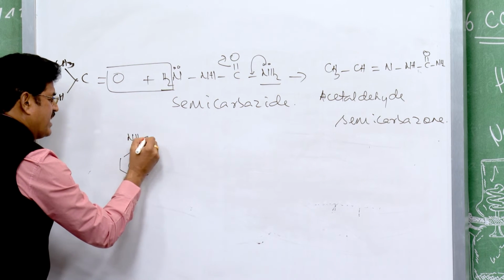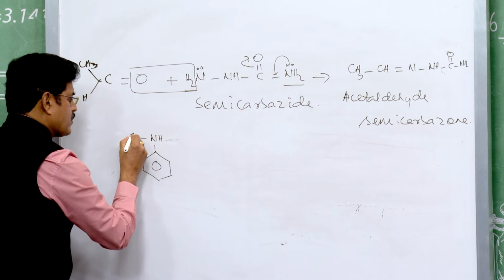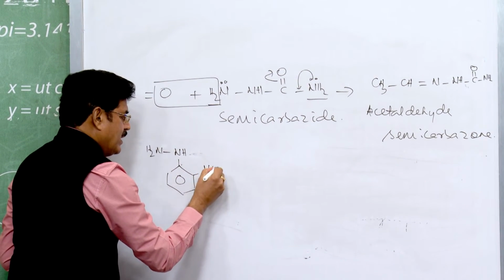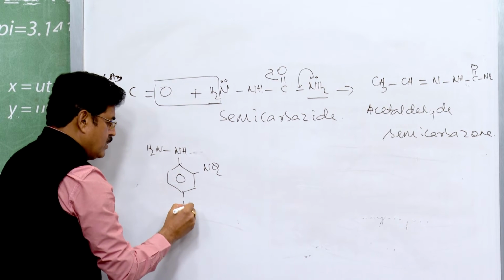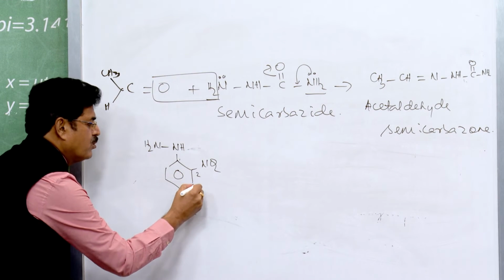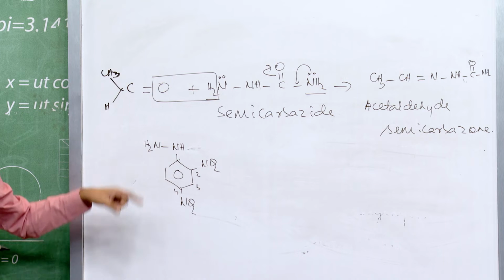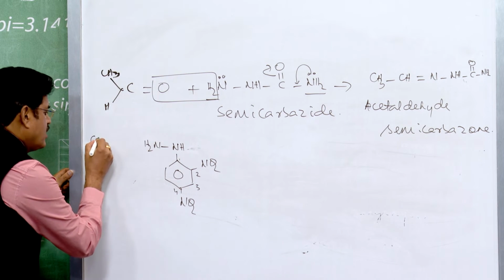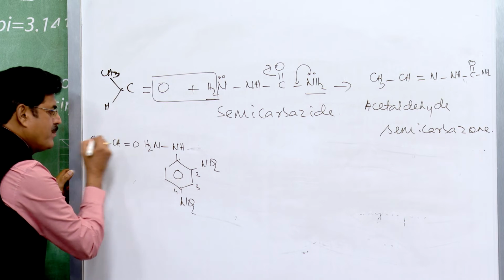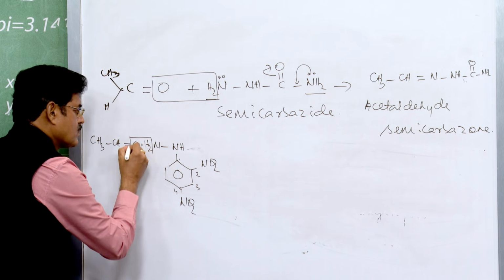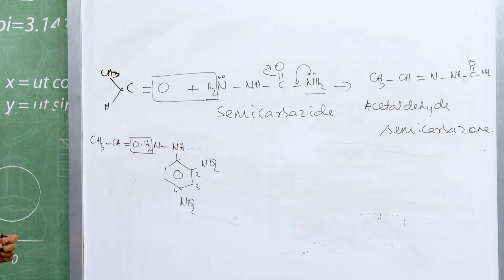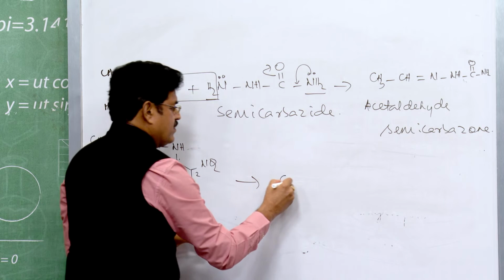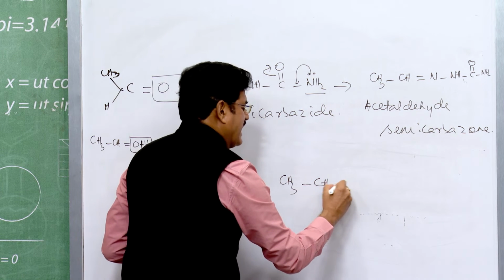This is phenylhydrazine. If it is 1, it is 2 and it is 4. This is 1, 2, 3, 4. So 2,4-dinitrophenylhydrazine with acetaldehyde gives the phenylhydrazone.